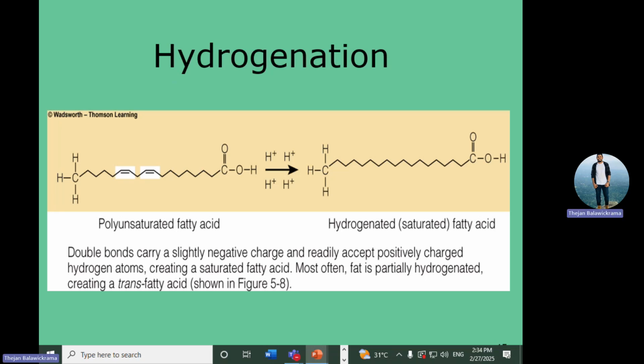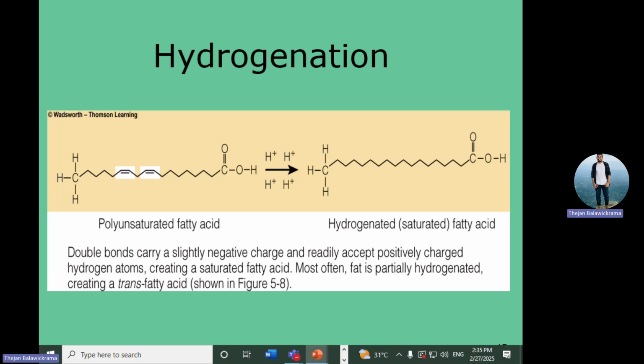This is the reaction I was talking about. Before the reaction, after the reaction. Before the reaction, this is a polyunsaturated fatty acid. Why unsaturated? Having carbon double bonds. Why polyunsaturated? Because we have more than one carbon-carbon double bond. That reacts with hydrogen when we supply hydrogen.